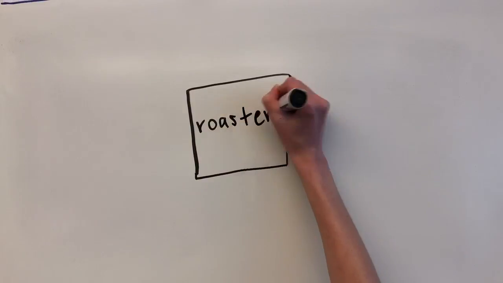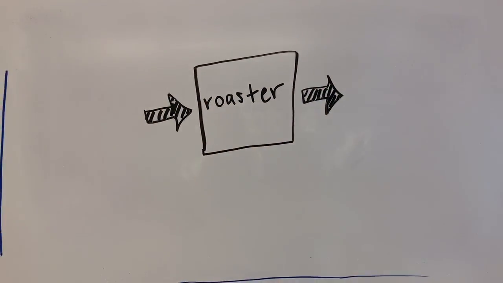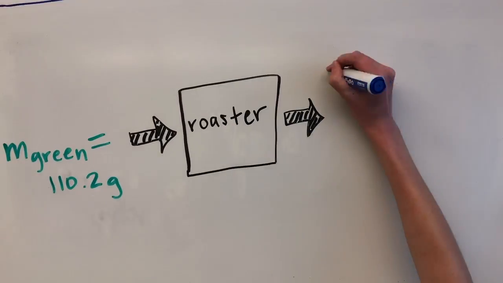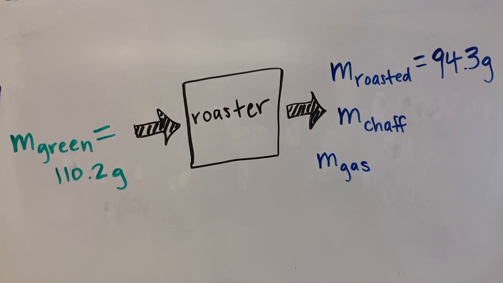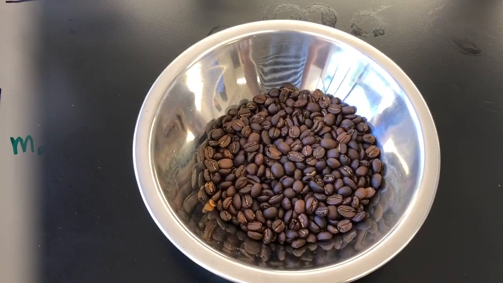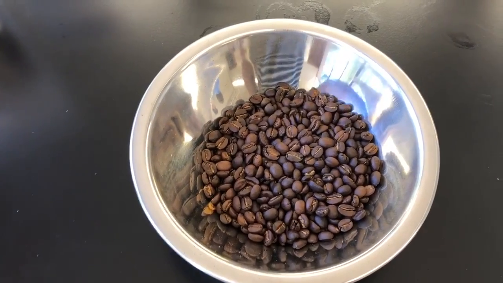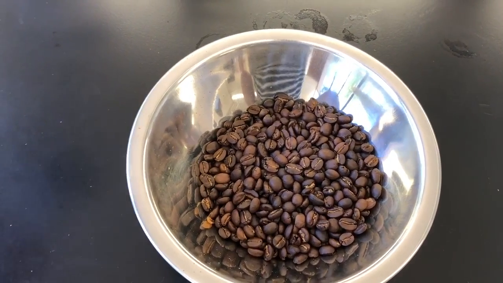Now we'll show the process flow diagram for roasting. We put about 110 grams of green beans into the roaster and ended up with an unknown mass of chaff, an unknown mass of gas, and of course about 94 grams of roasted beans. We were even able to conserve energy by using medium heat and still producing the dark roast that we wanted.